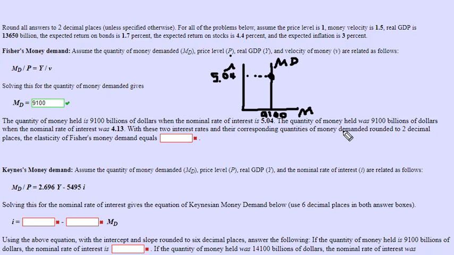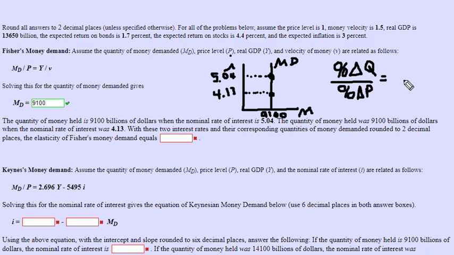Then I go on to say, well, the quantity of money held was 9,100 billion when the nominal rate of interest is 4.13%. So this is saying money demand is perfectly inelastic, right? Perfectly inelastic. We want to calculate the elasticity of Fisher's money demand. Okay, you've got to remember that an elasticity is the percent change in a quantity, in this case M, over the percent change in price, in this case the nominal rate of interest.